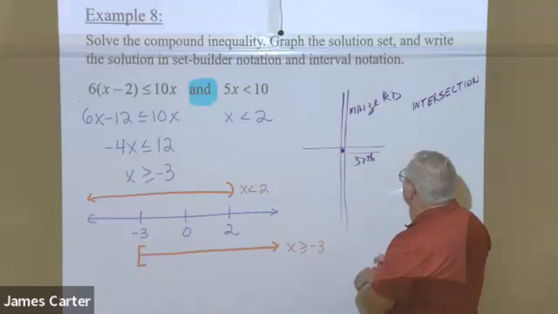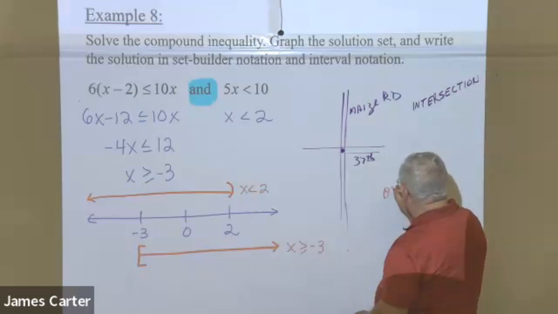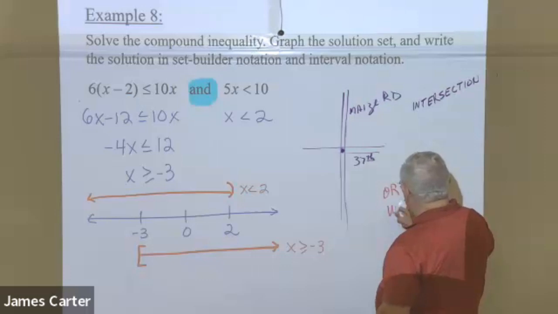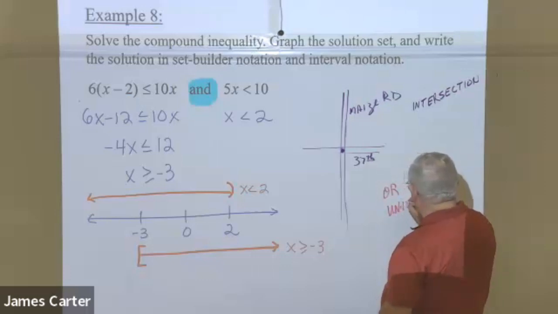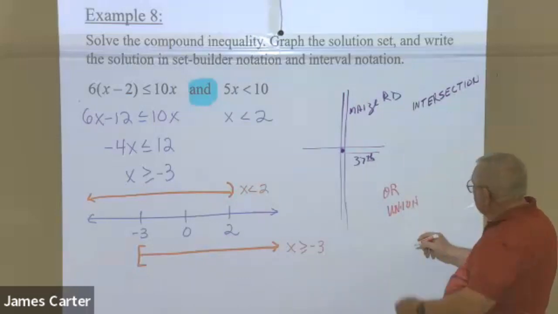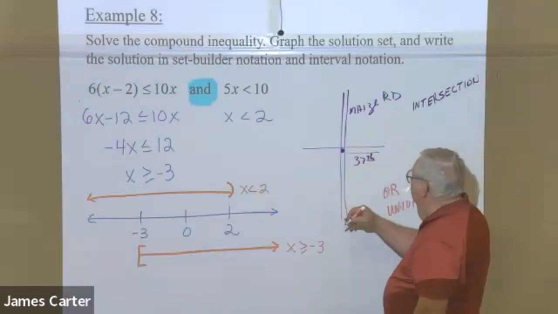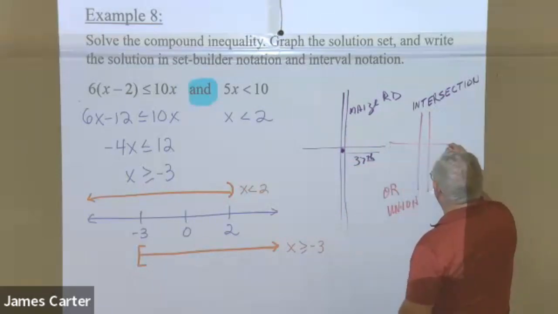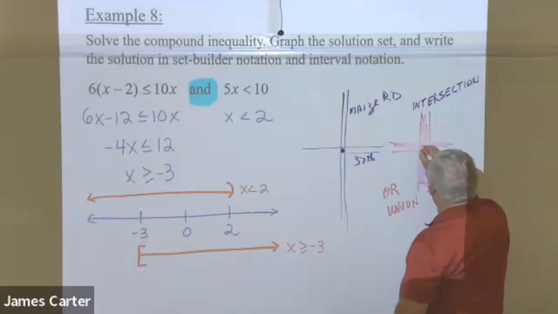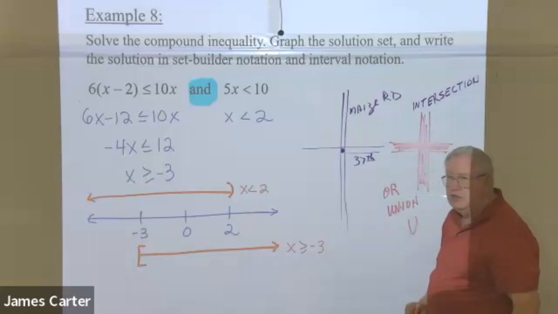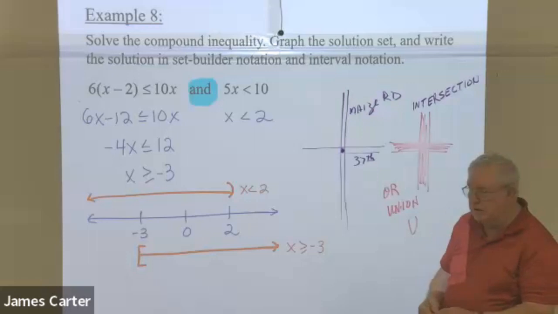Now, if I had the word or, then we would call that a union. And we also would consider that anything that is in either of them. So for a union, it would be everything in this street or anything in that street, connected with a union symbol in the interval notation.